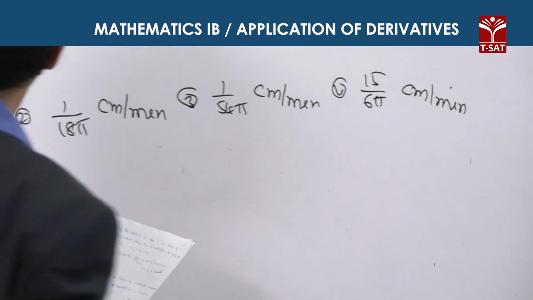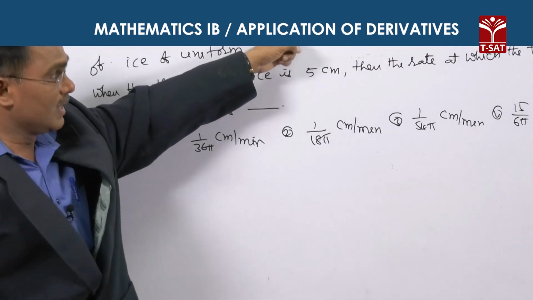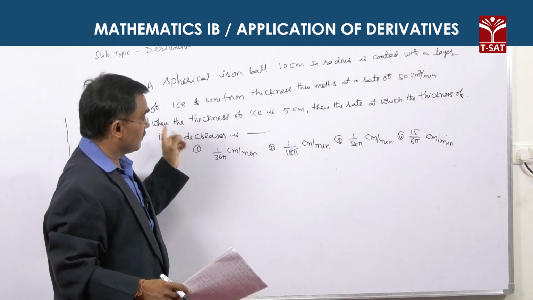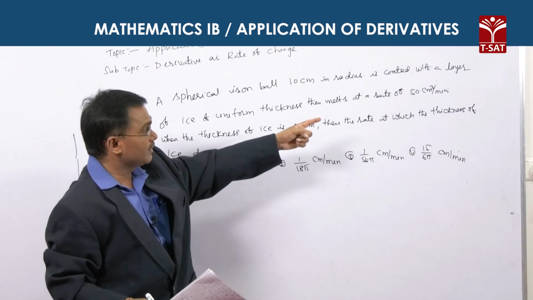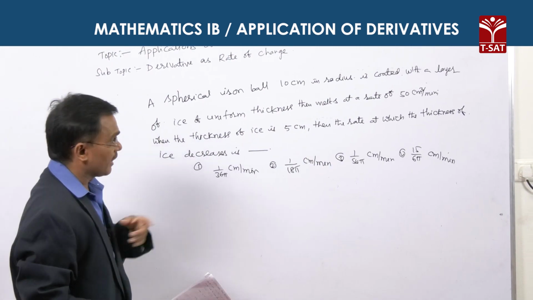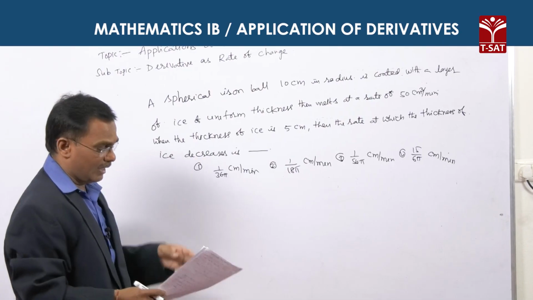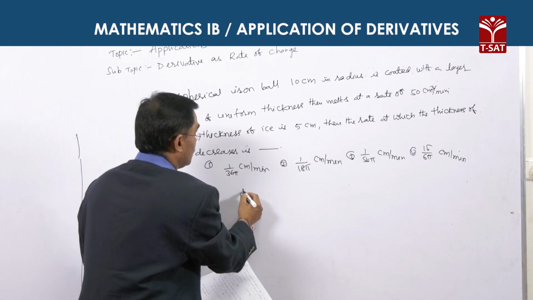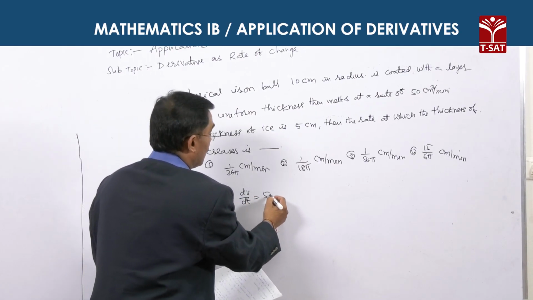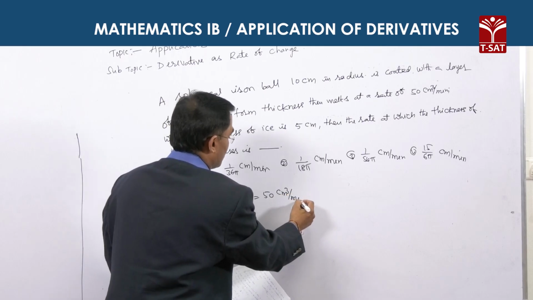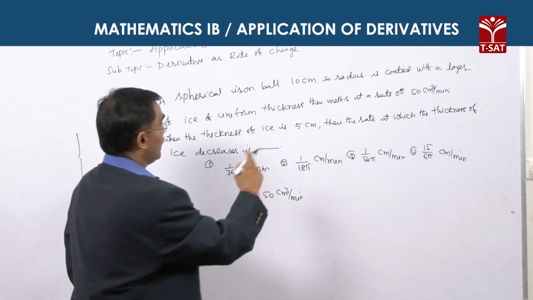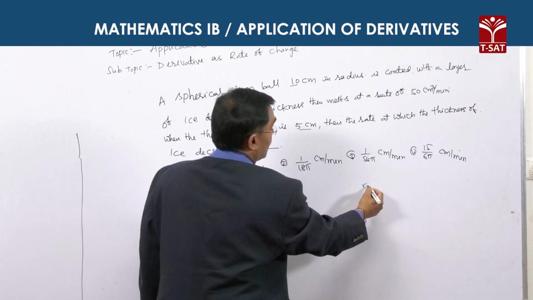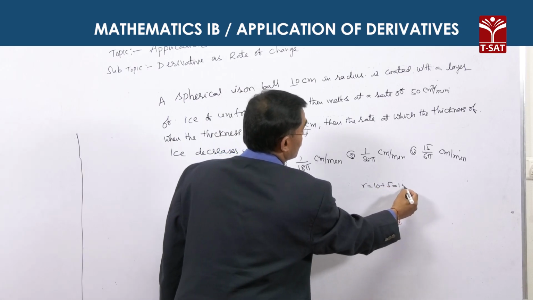This is given. A spherical iron ball of radius 10 centimeters is coated with a layer of ice of uniform thickness, with the thickness of ice 5 centimeters, and the rate of change of volume is given. Then the rate at which the thickness of ice is decreasing is asked. So whatever the uniform thickness melts is the change in the volume, dV/dt equals 50 centimeters cube per minute. The radius of the iron ball is 10 centimeters and the ice is 5 centimeters. Total radius r is equal to 10 plus 5, 15 centimeters.